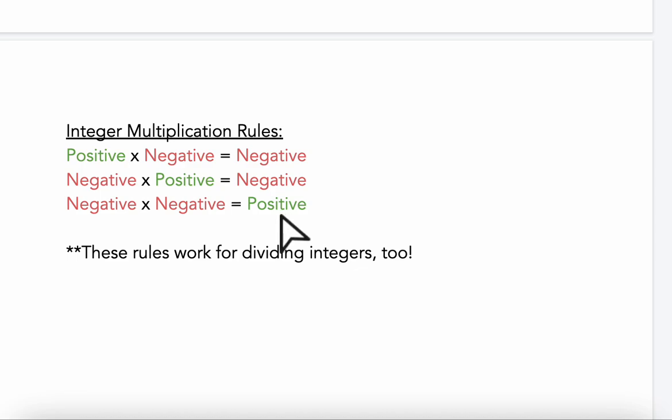Because instead of facing the negatives and jumping forwards, they're facing the negatives and jumping backwards, which still lands them in the positive area. And of course, positive times positive equals positive. Okay, so we can add that as well. You guys already know that, but we can add that as well. And then these rules actually also apply to dividing integers, okay?